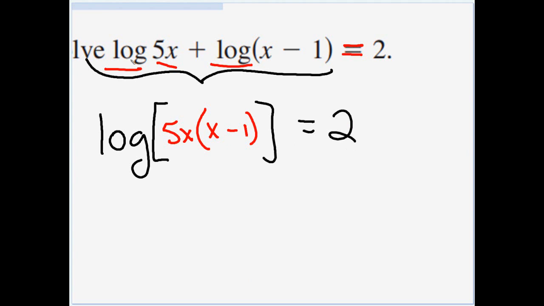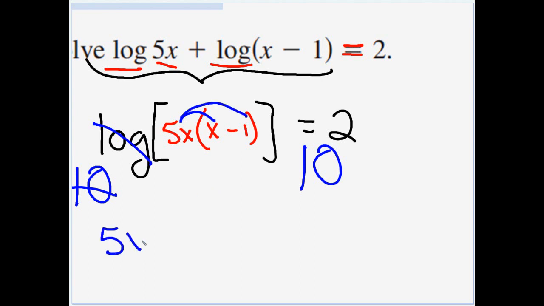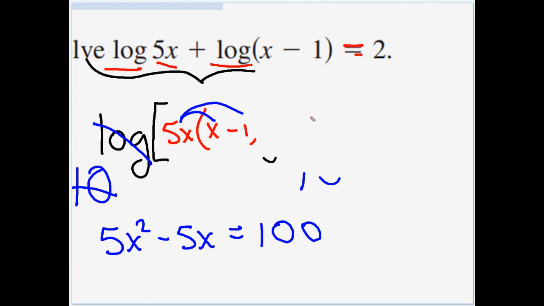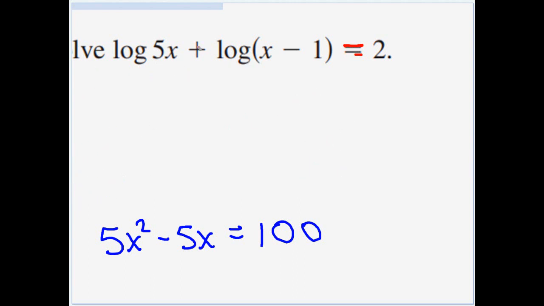Okay, and remember, when you don't see a base number on your log, it's a common log, or base 10. So I can give each side a base 10. So the 10 to the log base 10 cancels. And when I bring this down, I'm going to distribute the 5x right now. So that'll be 5x squared minus 5x. And that's equal to 10 squared, which is 100. This is the step right here where we may have introduced an extraneous solution. When we exponentiated both sides, it's possible a bad answer sort of snuck in.